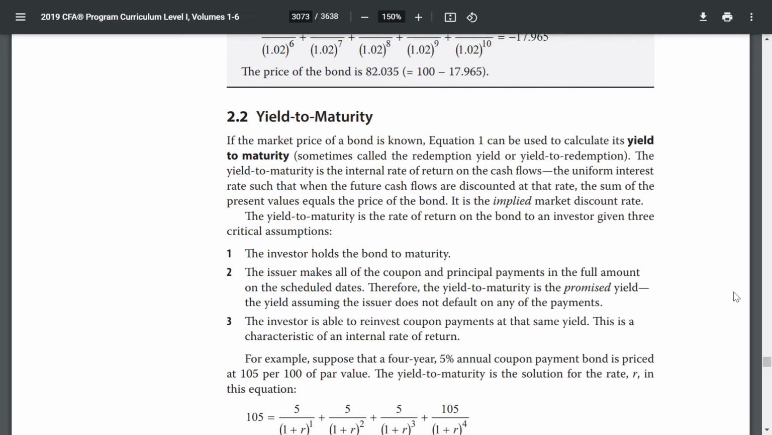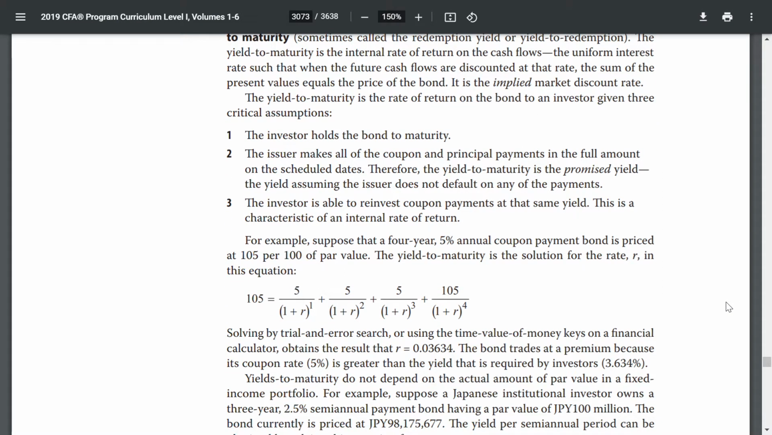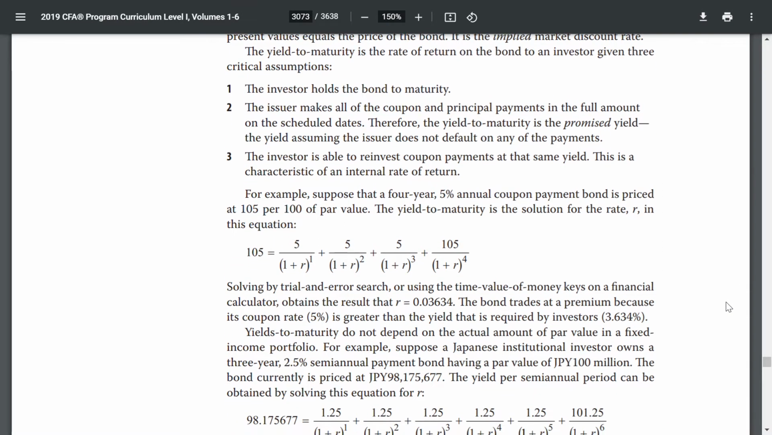The yield to maturity is the rate of return on the bond to an investor given three critical assumptions. The investor holds the bond to maturity. The issuer makes all of the coupon and principal payments in the full amount on the scheduled dates. Therefore, yield to maturity is the promised yield, assuming the issuer does not default on any of the payments. The investor is able to reinvest coupon payments at the same yield. This is a characteristic of an internal rate of return.